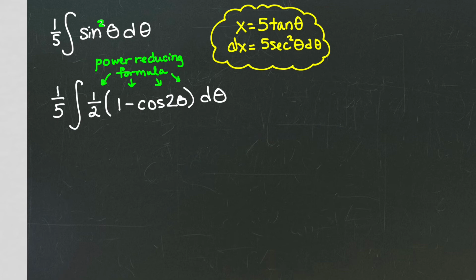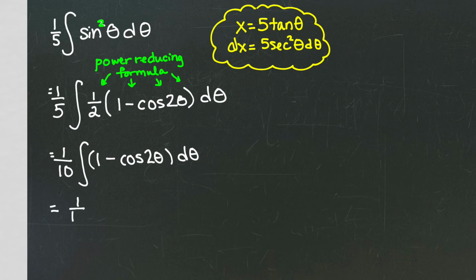And now we're going to integrate each of those pieces. I'm going to pull out my half. So in front, I've got 1/10. And I'm going to have 1 minus the cosine of 2 theta. And why is the power reducing formula so good? It's so good because it removes that power. And now I can just integrate my single cosine, right? I can just use the quick rule for the antiderivative of cosine.